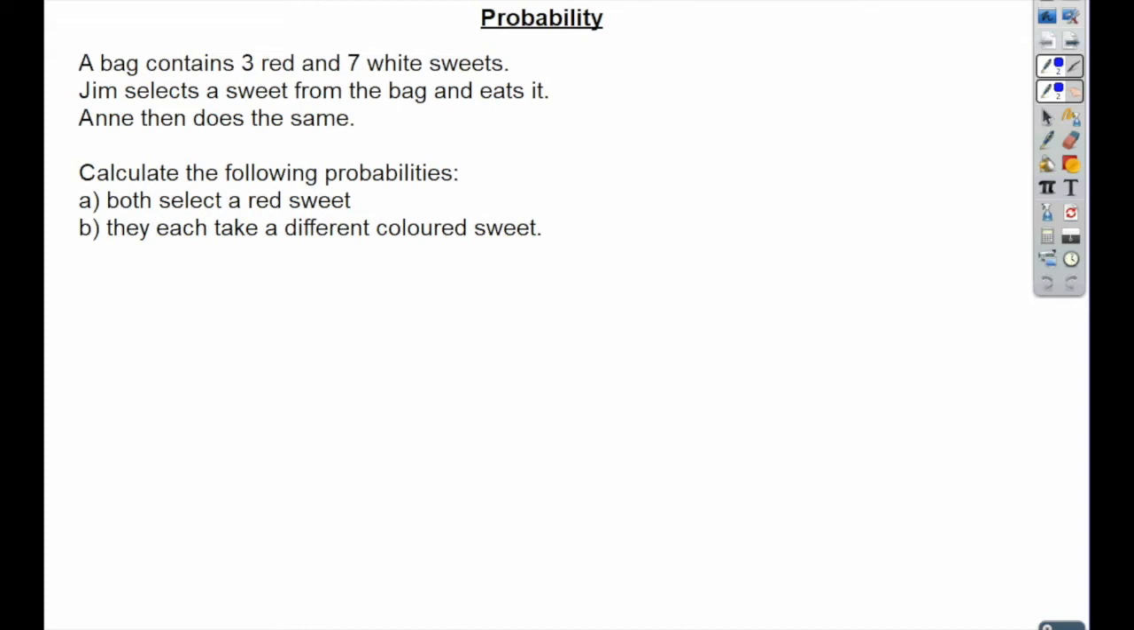This could be a starter activity that I'll normally set at the beginning of the lesson. So I would say, here's your question. Can you pause the video please and work through it? And when you're ready, unpause the video and watch how I do it.